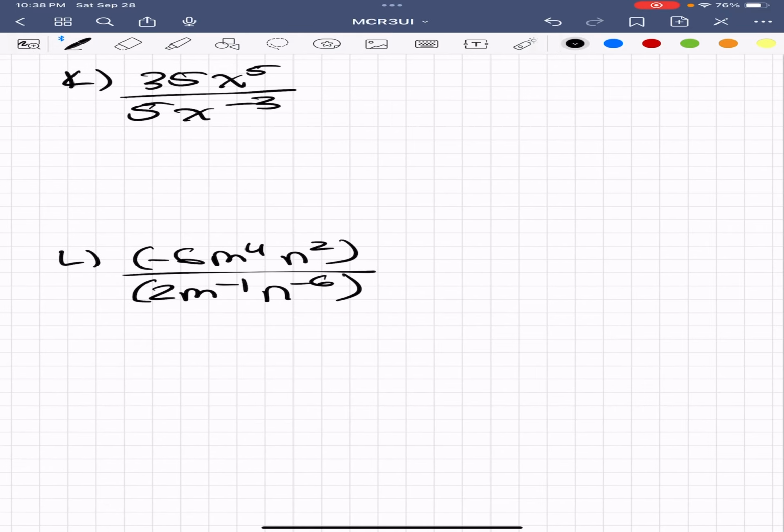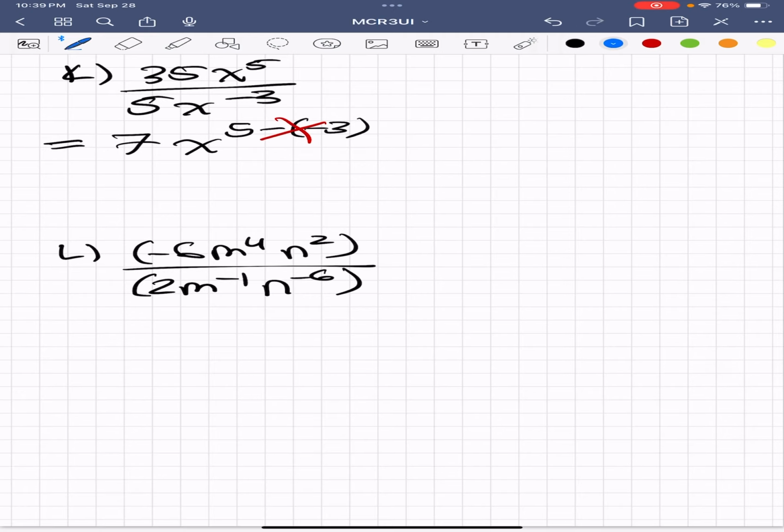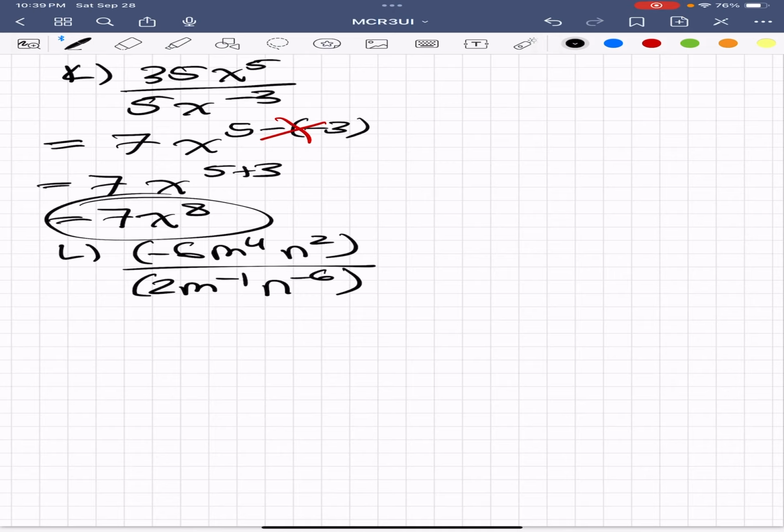Moving on. So 35 divided by 5 would be 7. And then we have x to the power of 5 and x to the negative 3. So we have a common base of x using the exponent law number 2. Whenever there's division, we subtract the exponents. So x to the power of 5 and x to the power of negative 3. So we're going to subtract negative 3. As I said before, 2 negatives cancel out. And it would be 7x, 5 plus 3. So 7x to the power of 8. Sounds good. Let's keep going.